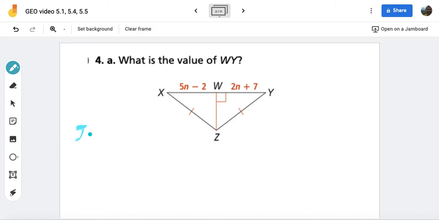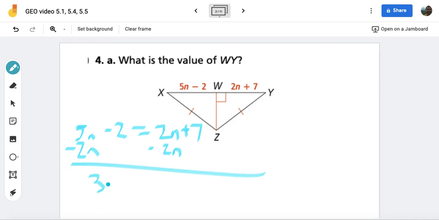All right, 5n minus 2 equals 2n plus 7. I'm going to subtract 2n from both sides. That's going to give me 3n minus 2 equals 7. I'm going to add 2 to both sides and get that 3n equals 9. And if 3n equals 9, when I divide by 3, that means n is going to equal 3.